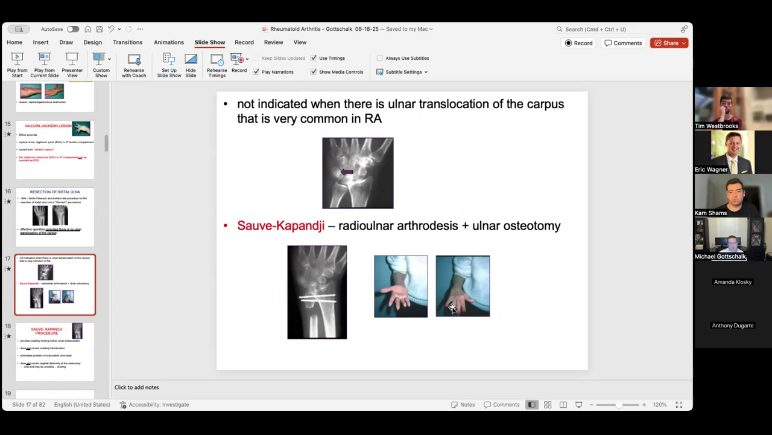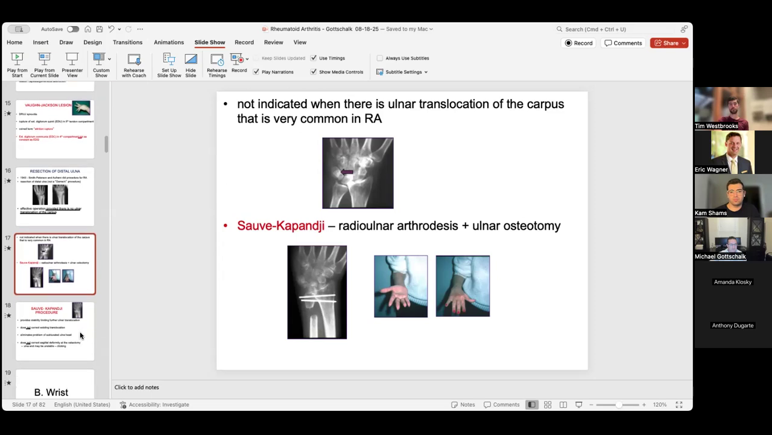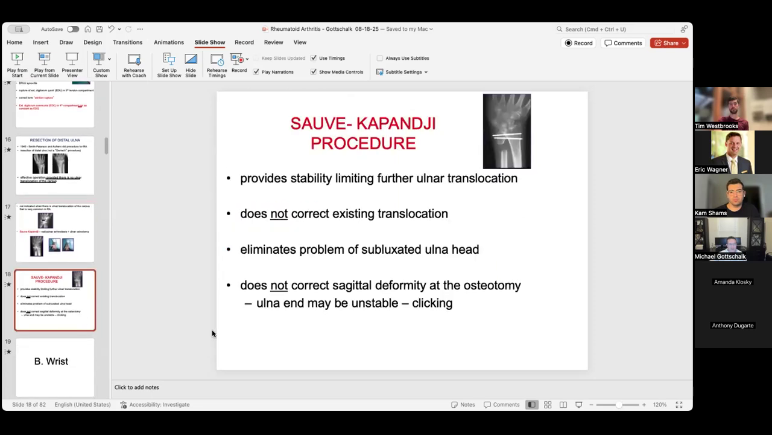But it also still allows pronation and supination. The only issue that you can sometimes see is proximal stump instability, and typically we'll secure this with either ECU, FCU, or both to some degree. So as I said, this is kind of the SK procedure. It provides stability, limiting further ulnar translocation. Does not correct existing translocation, right?